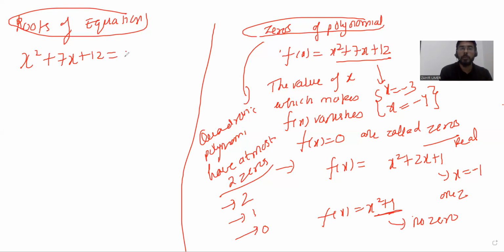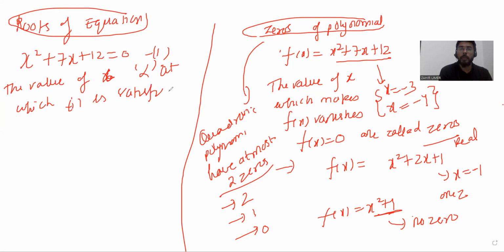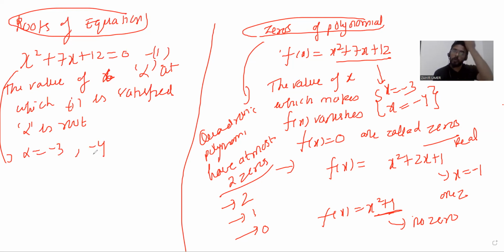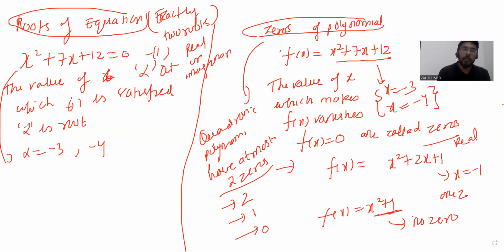If we write x square plus 7x plus 12 is equal to 0, the roots of the equation are the values of alpha at which the equation is satisfied. In case of equation, it is called alpha is a root. Suppose we put x is equal to -3, alpha is equal to -3, then we clearly say that the equation is satisfied. So -3 and -4 are roots. But in case of roots of a quadratic equation, we say that there are exactly two roots, which may be real or imaginary. Here we say that alpha is equal to -3, -4, two roots, both real.